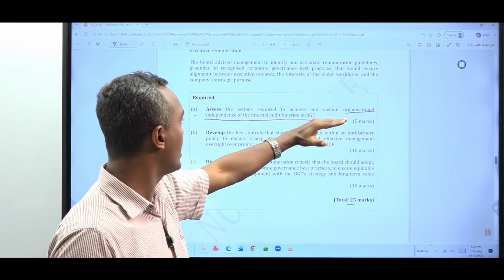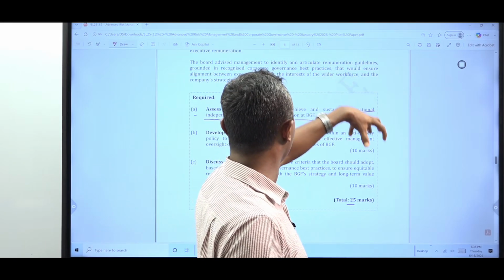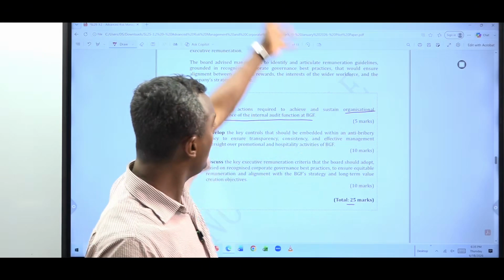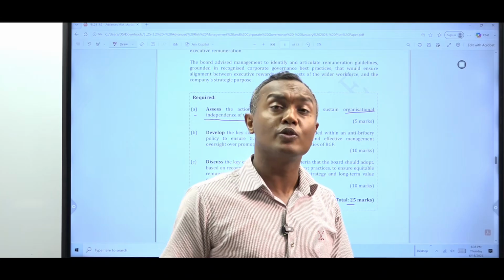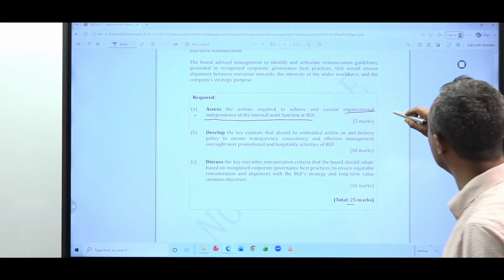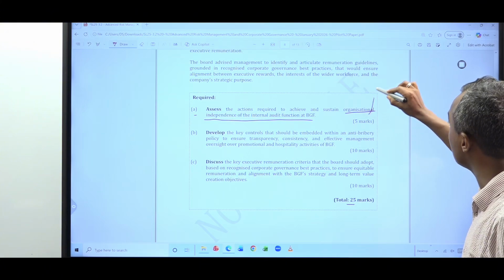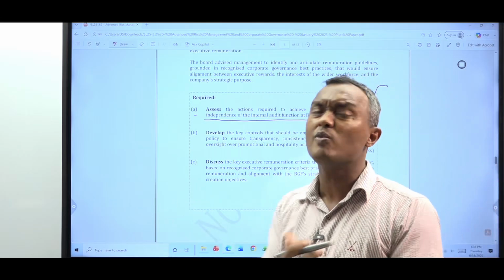5 marks. Actions required to sustain organizational independence of internal audit. Now, you don't need to read the question initially to see whether you can get 5 marks. Why? Because always, if internal auditors' organizational independence is to be established, these things are always valid.